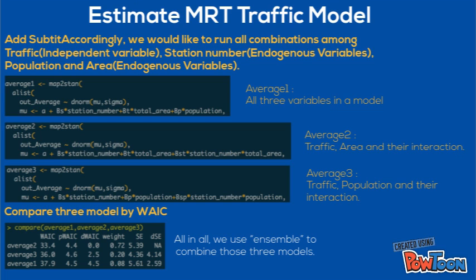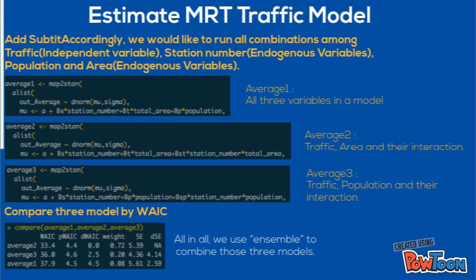So now we have 3 variables in the model: station numbers, area, and population. To test which kind of model can explain the data best, we can test different interactions and use compare to rank the models. So now we can build 3 models. The first one is average 1, which contains all 3 variables in the model and without interaction. Second one is average 2, which contains station numbers, area, and interaction. Third one is average 3, which contains station number, population, and their interaction.